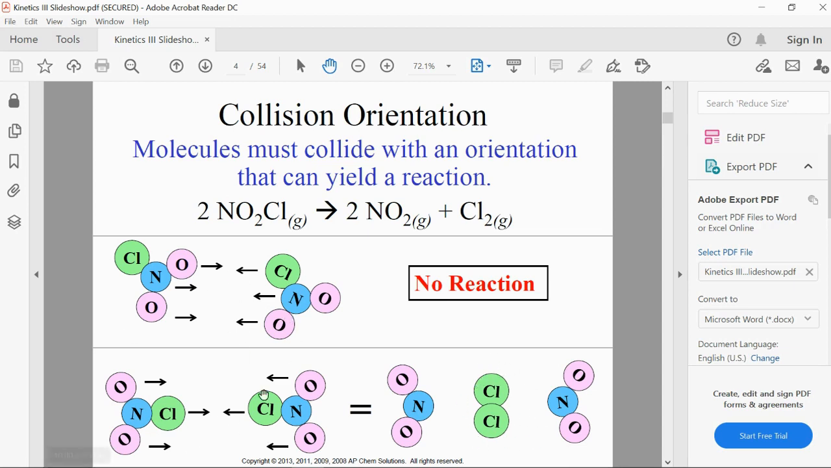Now, all of this is going on at the same time, but only the molecules that collide in this particular orientation for this reaction are going to be able to produce products. So that's one of the things that has to happen. They have to collide with proper orientation in order to produce products for the reaction to occur.